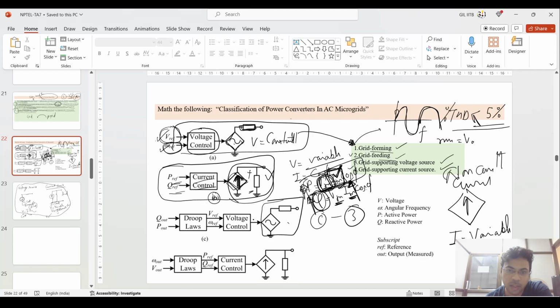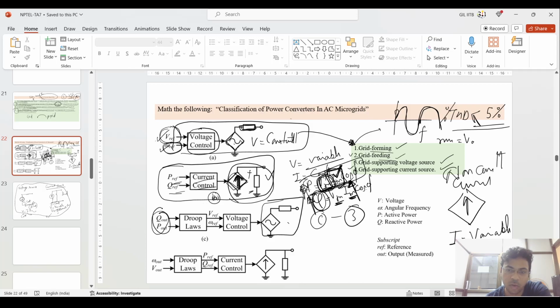You need the power support, the Q reference, because only that you can check how much power the grid is supporting, how much power is demanded from the microgrid inverter which you have. Okay, so I am taking first the Q out and the P out reference.